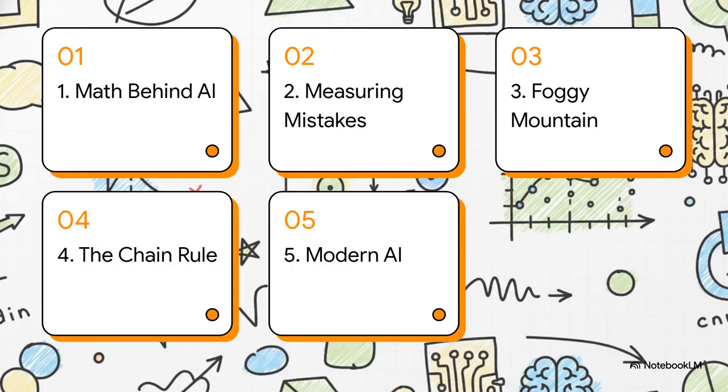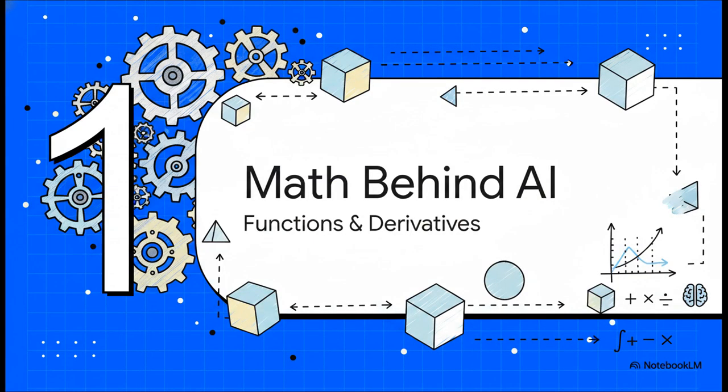So here is how we're breaking it down today. First, the math behind AI learning. Second, measuring mistakes with loss functions. Third, navigating the foggy mountain. Fourth, the chain rule connection. And finally, backpropagation and modern AI. All right, let's kick things off with Section 1, the math behind AI learning.